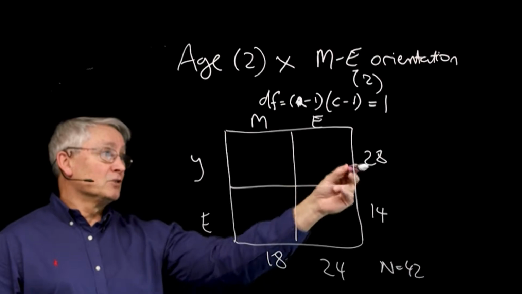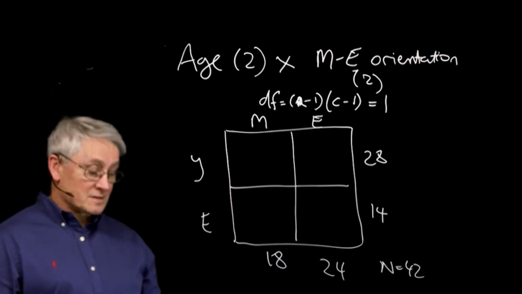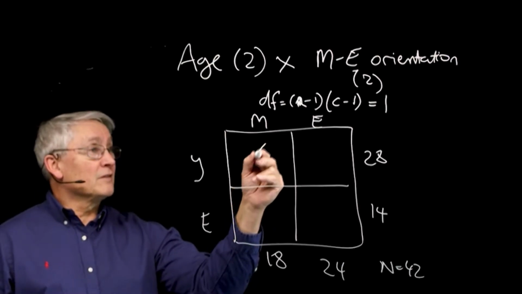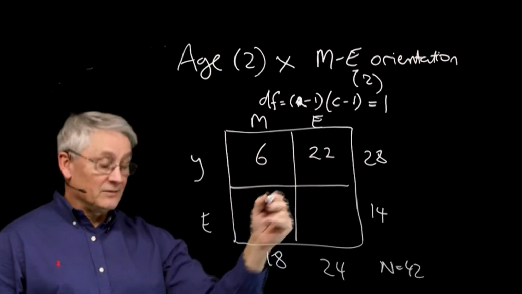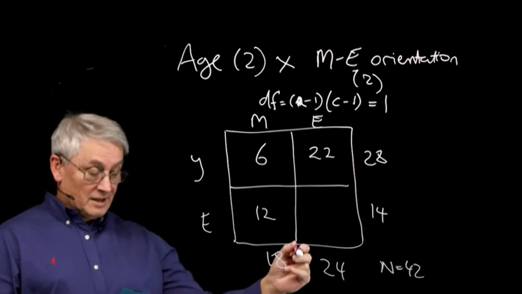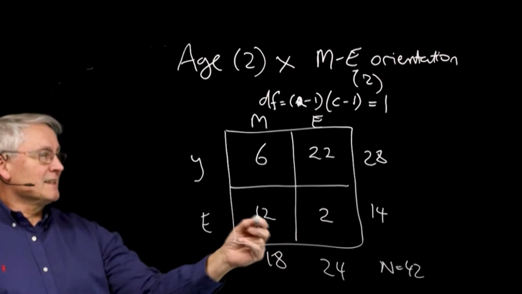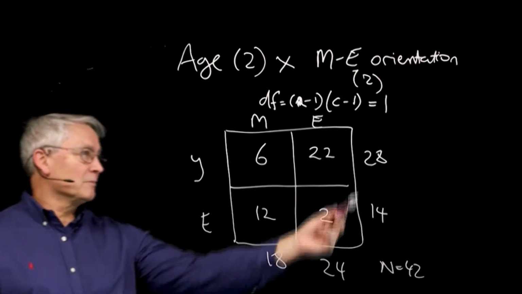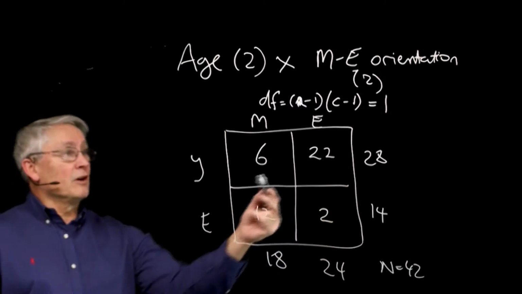So we would expect twice as many young adults as elderly adults to fall within these boxes. When we do that, we find we have 6 young adults who say they're morning, 22 who are assessed as evening. We have 12 elderly who were assessed as morning, and 2 who were assessed as evening. So clearly these cell frequencies don't seem to be matching up with the marginal totals that we're expecting down here. Now, these are our observed frequencies.